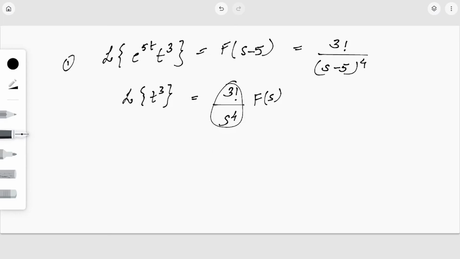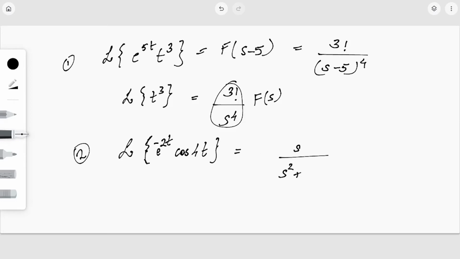This was the first one. So similarly, let's look into another example, that is the Laplace transform of e raised to minus 2t into cos 4t. So first write what is the Laplace transform of cos 4t. The Laplace transform of cos 4t will be nothing but s by s square plus 4 square, that is 16.